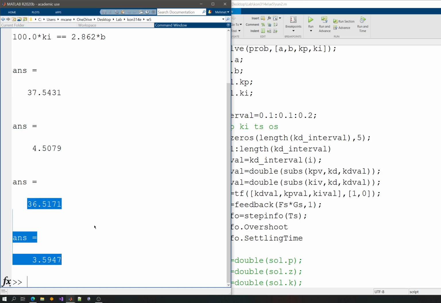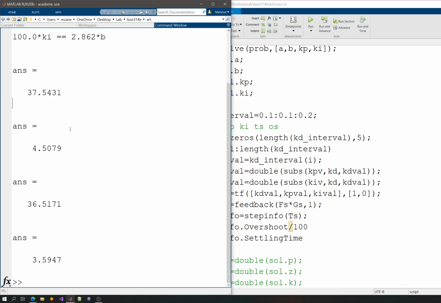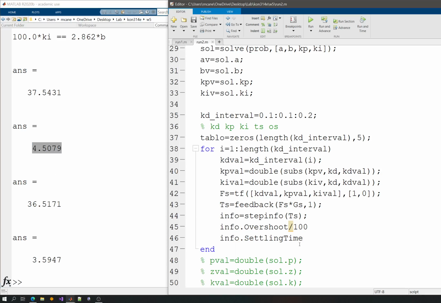Okay, I have some answers, which means that these two belong to the first point, these two belong to the second point, and as you can see, the overshoot is given as a percentage. I might want to divide by 100 in order to get a value between 0 and 1, and I have a settling time which looks not that bad. So basically, at this point, I can go ahead and generate my table and look at that. Let's first go on and do that.